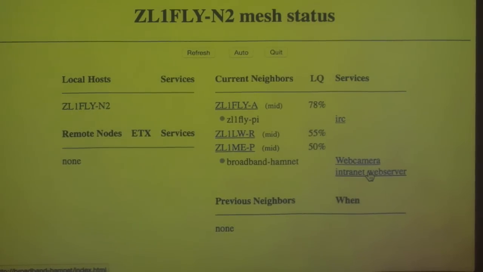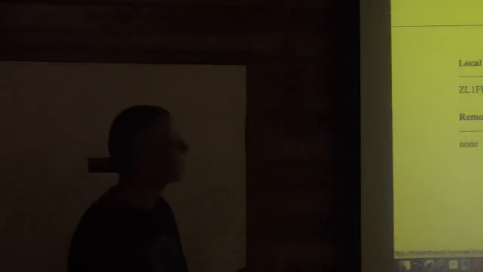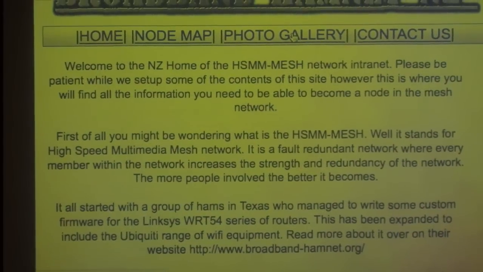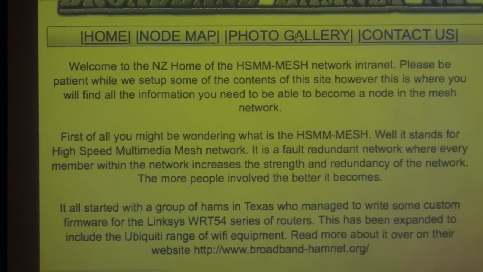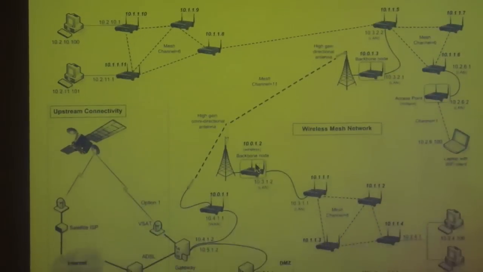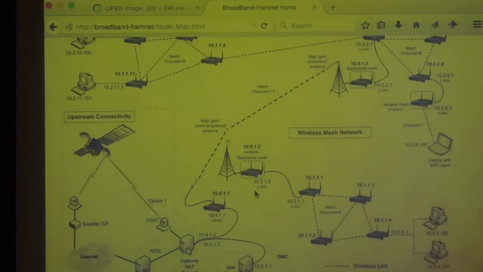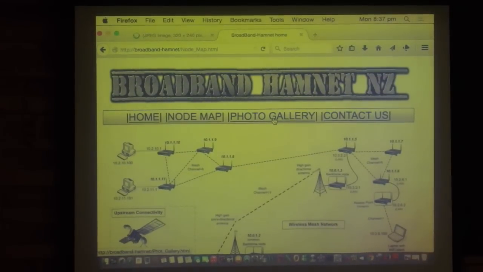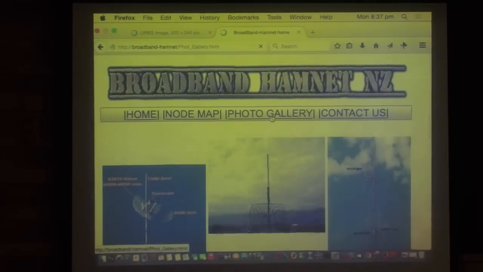Right, so when we go to the intranet web server, there you go. That's how quickly it loaded, 40 kilobytes. Done. So you can go to a node or to a photo gallery on the node map. That picture in itself is 400 kilobytes. Okay. Photo gallery.